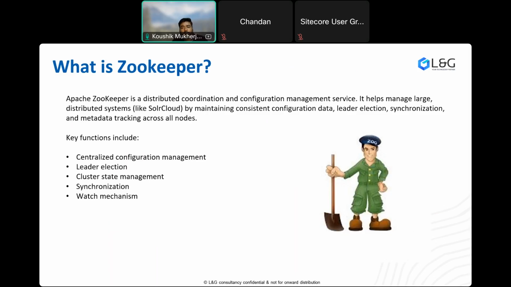Now, what is ZooKeeper? Why do we need ZooKeeper? ZooKeeper is also an Apache tool. Apache ZooKeeper is a distributed coordination and configuration management service. It's mainly a service which coordinates between the Solr nodes, and you can do the configuration. It helps to manage a large distributed system. Any large distributed system we can manage via ZooKeeper. SolrCloud is considered a large distributed system.